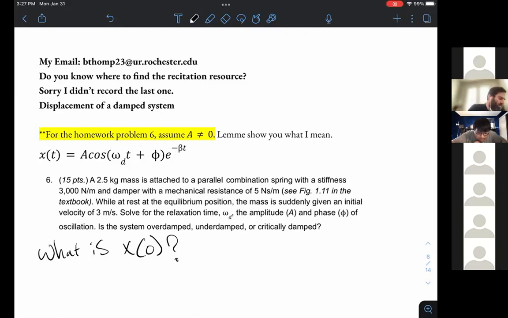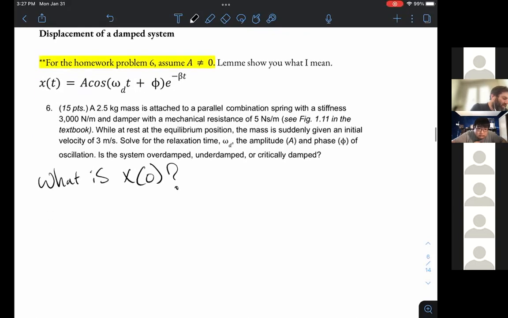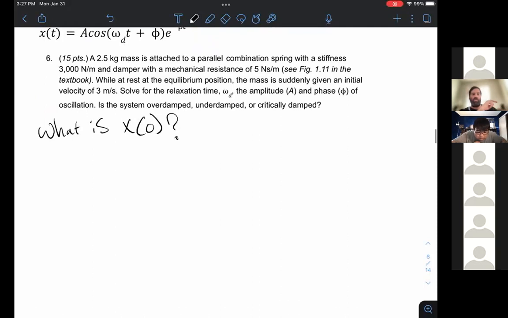Let me show you what I mean by that real quick. We're going to work through the first part of this question together. So here's question 6. We've got a 2.5 kilogram mass attached to a parallel combination spring with a stiffness of 3,000 newtons per meter, and a damper with a mechanical resistance of 5 Newton seconds per meter. While at rest at the equilibrium position, the mass is suddenly given an initial velocity of 3 meters per second. We want to know the relaxation time, which we called tau in lecture, omega d, the natural frequency of a damped oscillator, the amplitude and the phase phi of the oscillation.